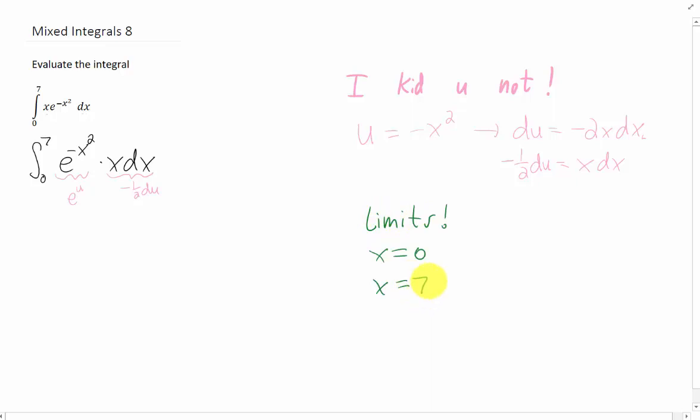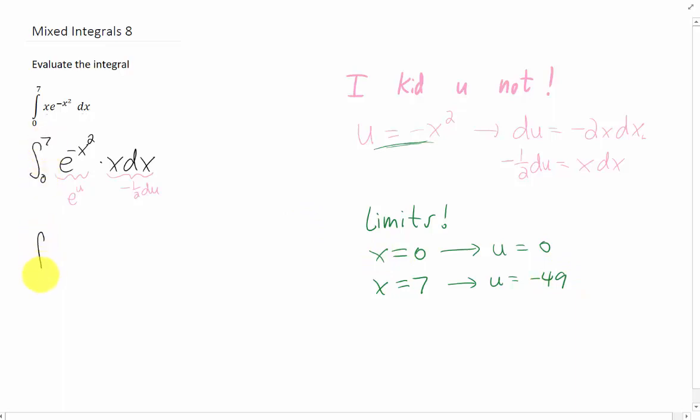The limits on the given integral go from x equals 0 to x equals 7. When x equals 0, using our substitution here, you'll notice that u is also 0. And when x equals 7, you'll notice that u would become negative 49. So our lower limit of integration is going to stay as a 0, and our upper limit of integration is going to be negative 49.